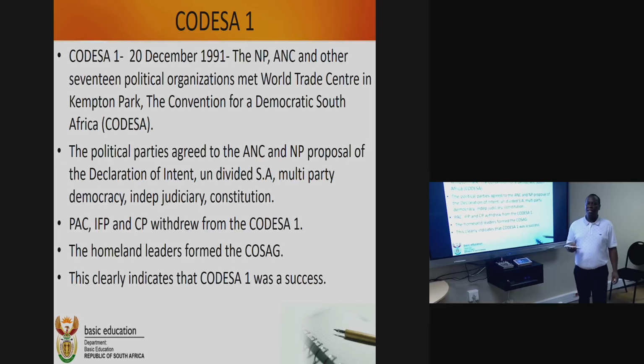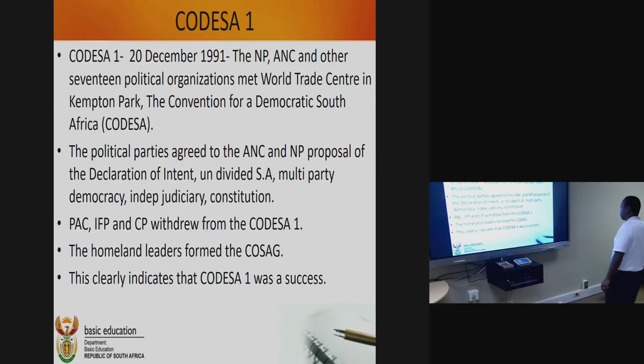The IFP, that is the Inkatha Freedom Party of Mangosuthu Buthelezi, said we are not participating in these negotiations because we wanted the kingdom of Zululand to be represented. If there is no representative of our chief, then we as the Inkatha Freedom Party are not participating. And then all the homeland leaders met together and formed a group called COSAG. They also did not participate in the CODESA I meeting.